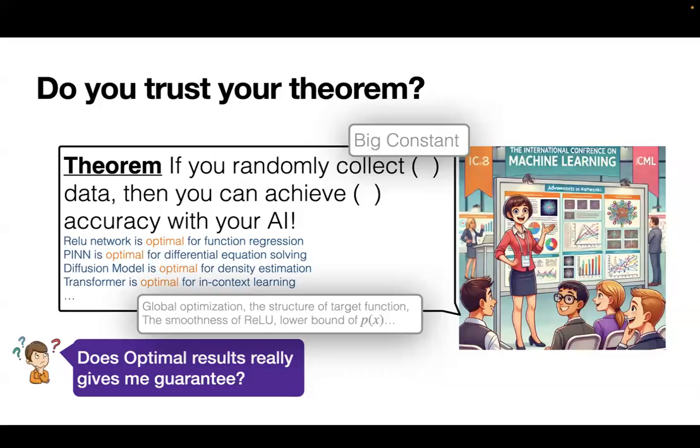We have so many assumptions for our AIs. One assumption is that we need to globally optimize the neural network, which means globally optimizing a non-convex objective function, which nobody can trust. Other assumptions are structural assumptions on the PDEs and the functions you have there. And one of the funniest assumptions made in the CS community is that they assume the ReLU function is a smooth function.